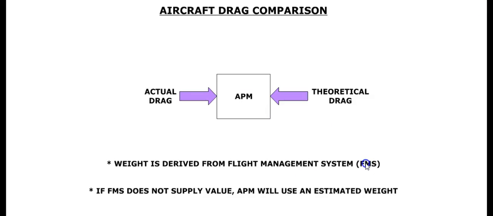The APM will compare the actual drag with the theoretical drag. This theoretical drag is based on the weight of the aircraft. This weight is derived from the Flight Management System, or FMS. If the FMS does not supply this value, the APM will use an estimated weight.